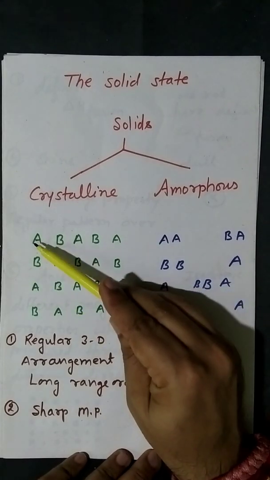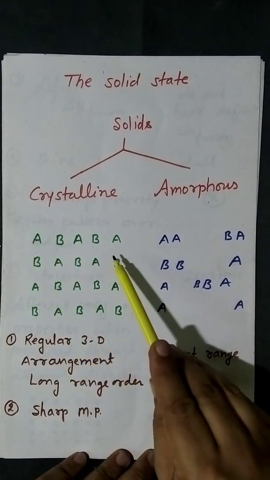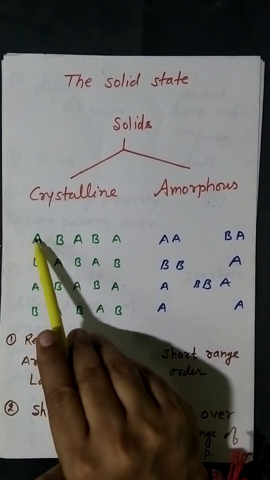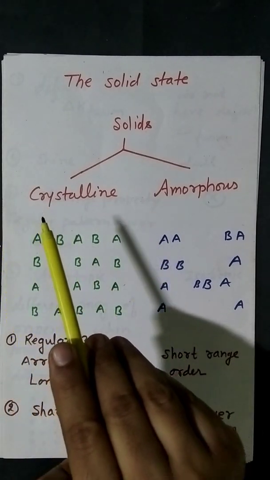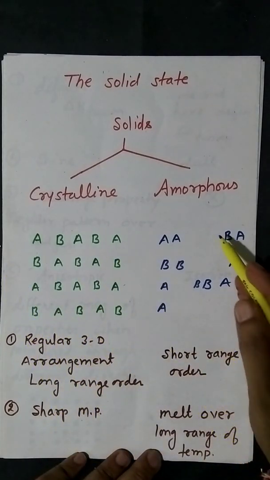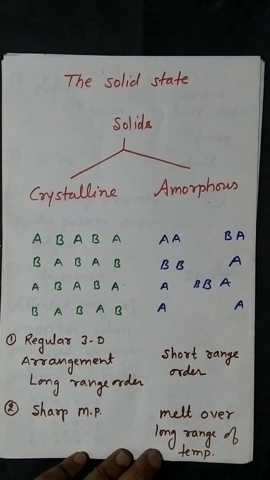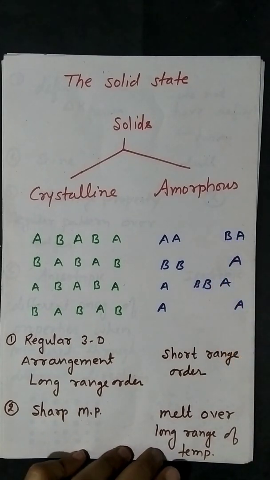B particles occupy over A particles, so it is not a single layer. The second layer will start with B, the third layer will start with A, the fourth layer will start with B, and in this way it will be a three-dimensional structure. Here you can see an irregular, random arrangement, and this is known as amorphous solid.